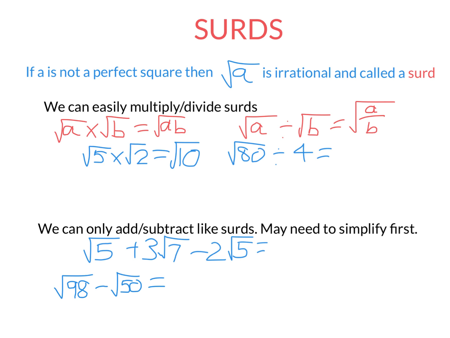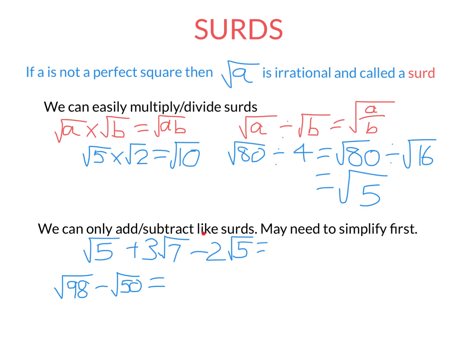So what about the square root of 80 divided by 4? Well, you know that 4 is the square root of 16, so we can write it like this. So the square root of 80 divided by the square root of 16 is just the square root of 80 divided by 16, which is 5.